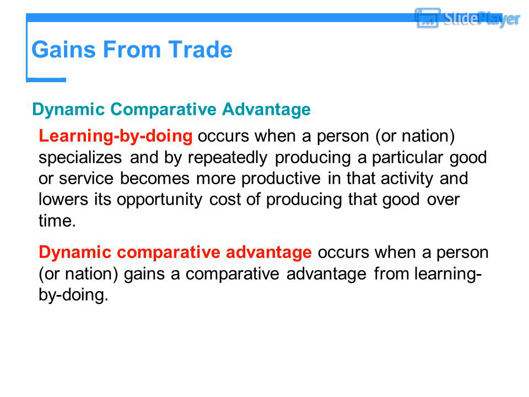Dynamic comparative advantage. Learning by doing occurs when a person, or nation, specializes and by repeatedly producing a particular good or service becomes more productive in that activity and lowers its opportunity cost of producing that good over time. Dynamic comparative advantage occurs when a person, or nation, gains a comparative advantage from learning by doing.